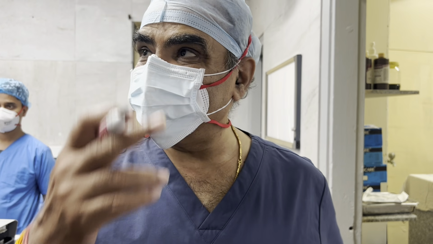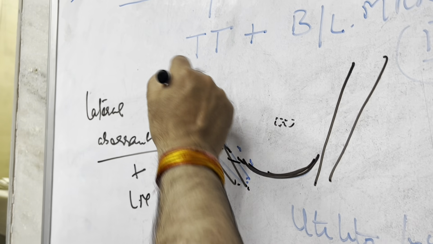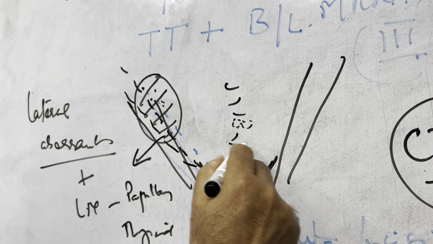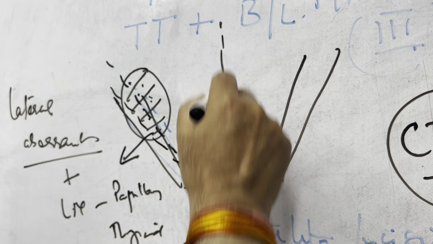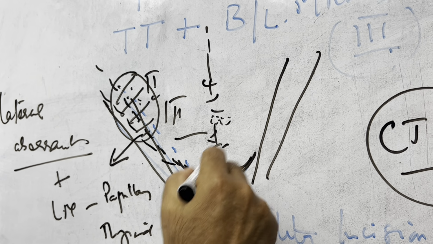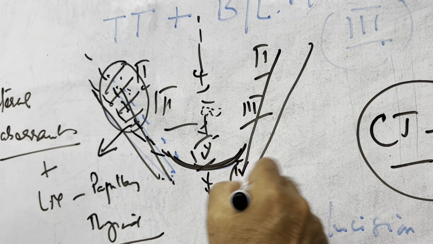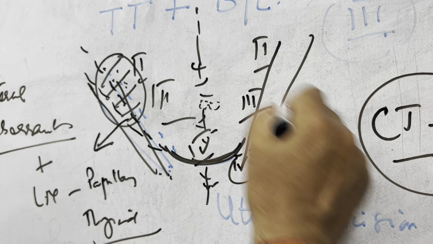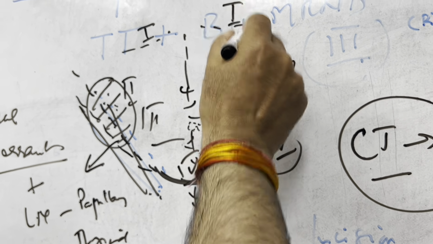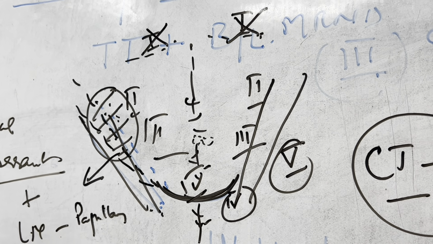And like I said, the utility incision would be going to cover up. We can enter into level 5 here, and we can clear level 6, 2, 3, 4 and 5. But level 1 is rarely involved, so we don't need to touch level 1.